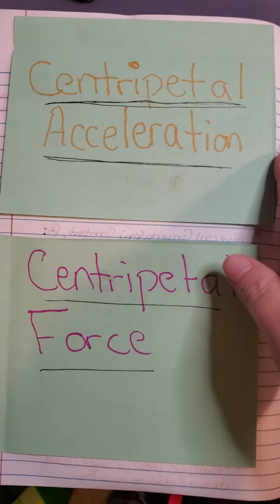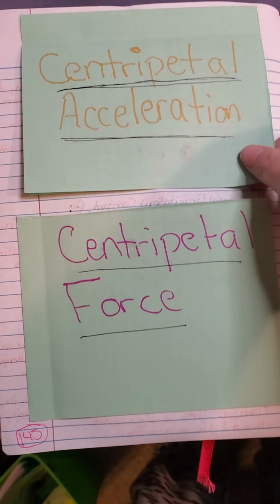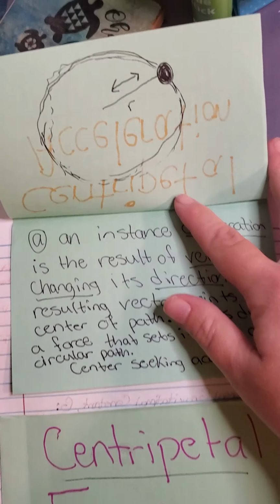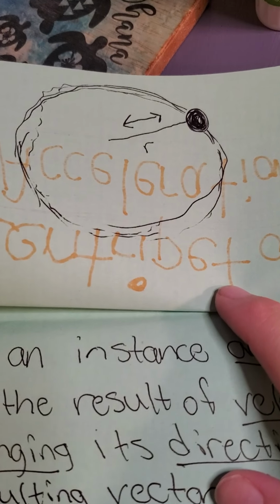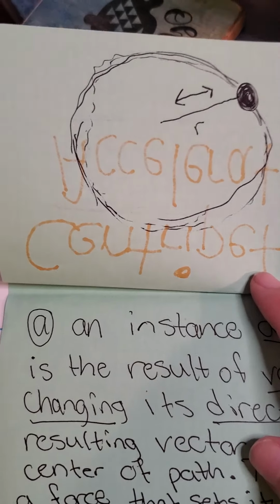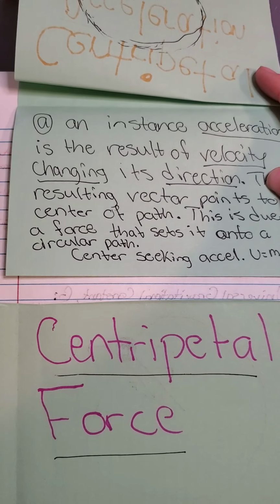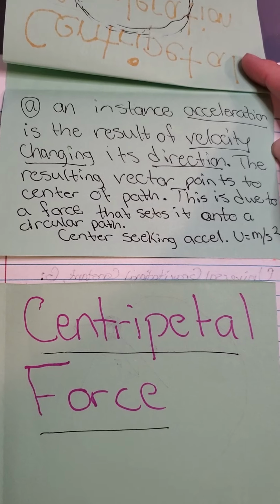Centripetal acceleration and force. I did a little different because my scrap pieces of paper were a little bit different. There's my circle with the radius and it pushing towards the center and back.